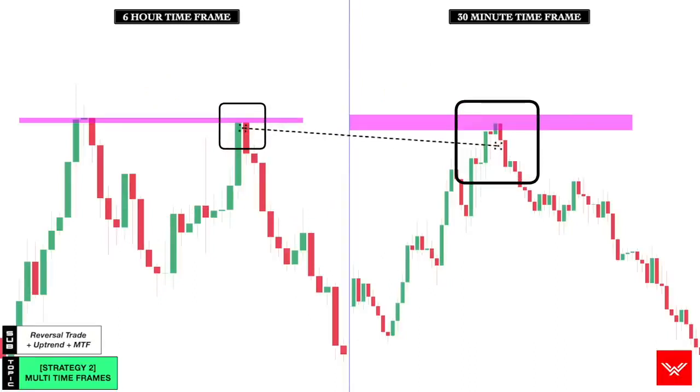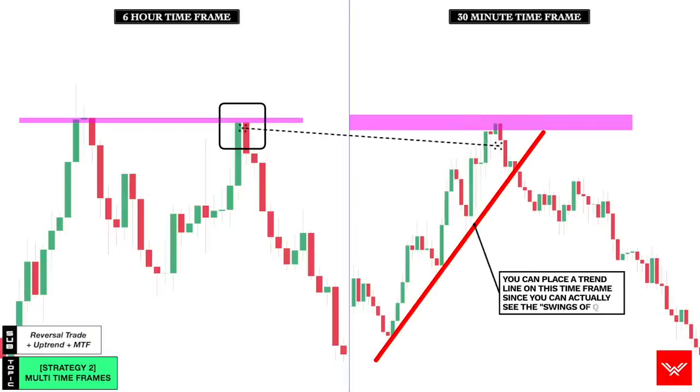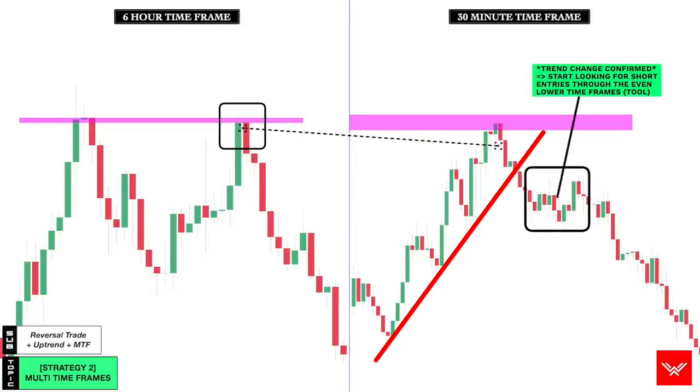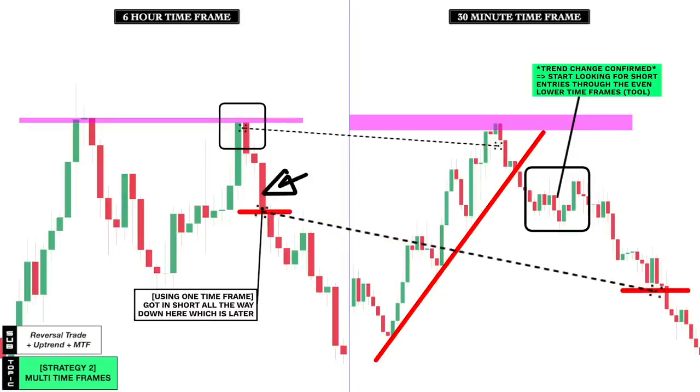Now on the 30-minute time frame, you can place a trend line like this due to the swings of price being visible, where you couldn't do that on the 6-hour time frame on the left. After the trend line was breached, you started looking for short trade entries in this area here, where if you only used the 6-hour time frame on the left, you wouldn't start looking for entries until after this bearish momentum candle closed here, which is roughly down here on the right lower time frame.